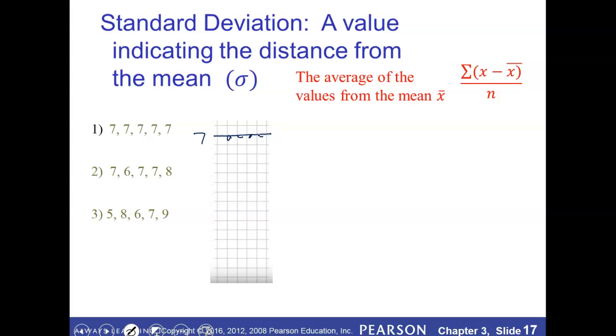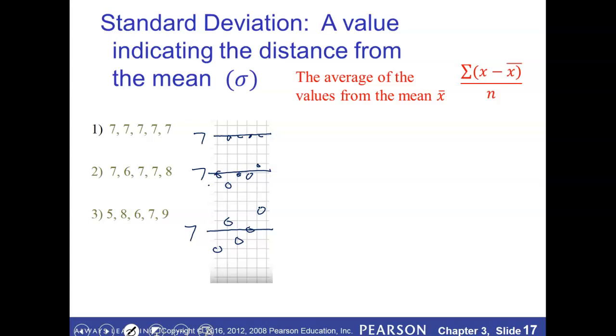If we look at data set number 2, and let's say this is 7, we'd have a point at 7, then another point at 6, and another point at 7, and another point at 7, and then one at 8. The standard deviation is going to be a little bit bigger. Still going to be kind of close to the average. The average is still 7. The center is 7. But it's a little bit more spread out than the first data set. And then if we look at the third data set, we have one at 5, then one at 8, one at 6, one at 7, and then one at 9. So it's even more spread out than number 2.